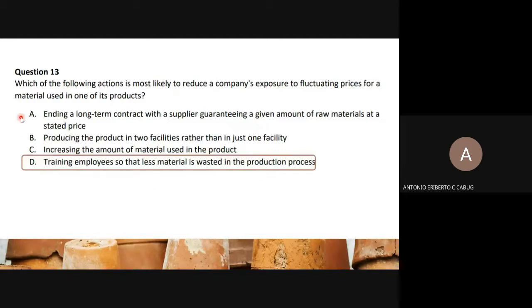Letter A is the worst that you can do. And letter C, no? Letter B, mema lang yan. Wala siyang kinalaman sa case. Okay?